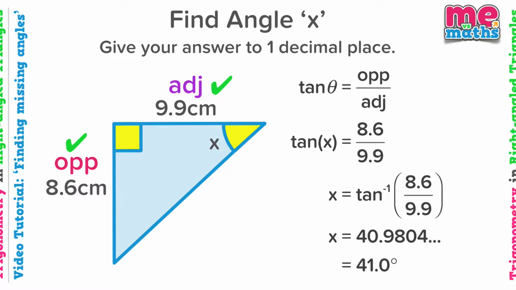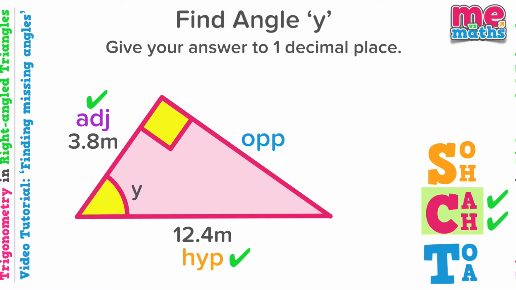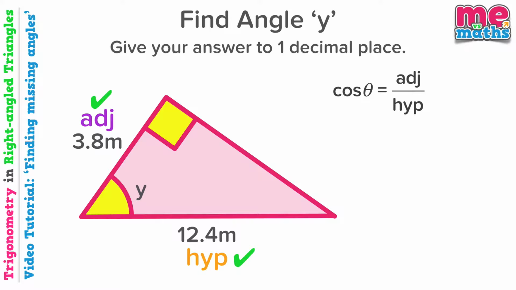Let's look at just one more example. As before, let's label our sides and identify the two active sides. And as we know for angles, this is the two sides we've been given. We're going to be using cos, as that uses the adjacent and the hypotenuse. Always write the formula out in full. It just helps make sure everything is substituted into the right place. So cos theta is equal to adjacent over hypotenuse. So cos y is equal to 3.8 over 12.4. The adjacent on the top, the hypotenuse on the bottom.